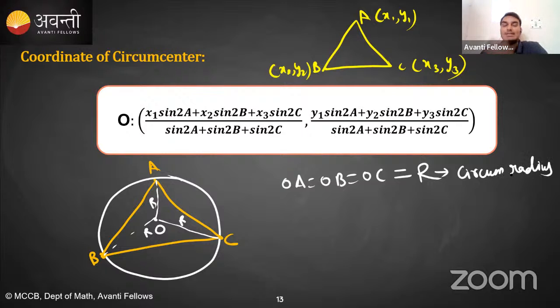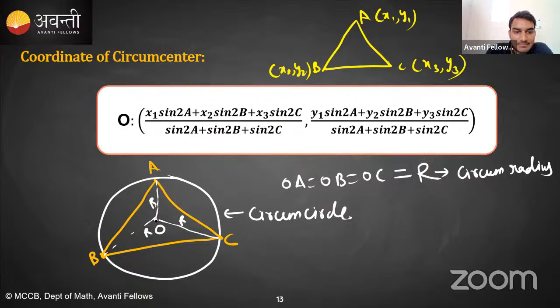Like in the incircle, the small r is known as inradius. And this circle is known as the circumcircle. Is this clear, everyone? You can also say by using common sense that there will always exist such a circle. Yes or no?